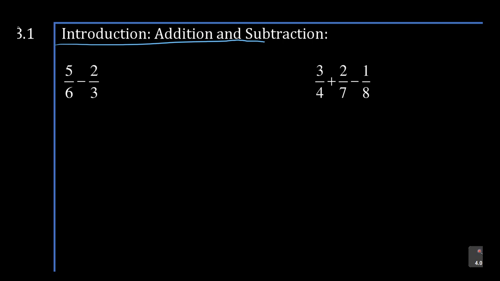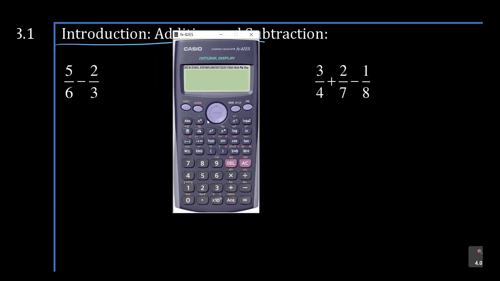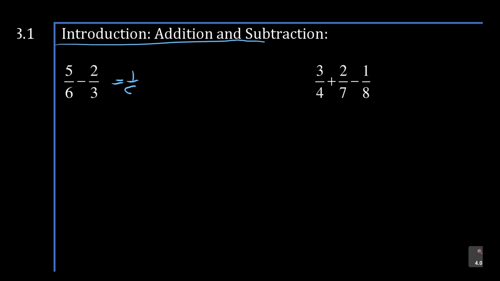Whenever I say don't use a calculator, the first temptation is to take it and find out what the answer is. So you take the calculator and just have an idea what the answer is, and then I work towards that answer. So you see, this is 1/6. Let me see how they got 1/6.